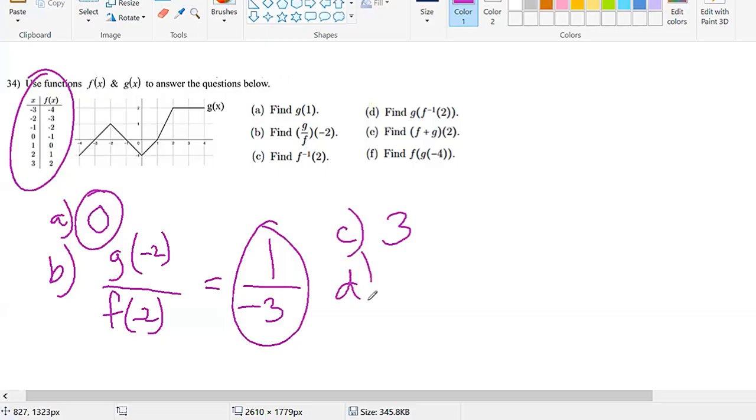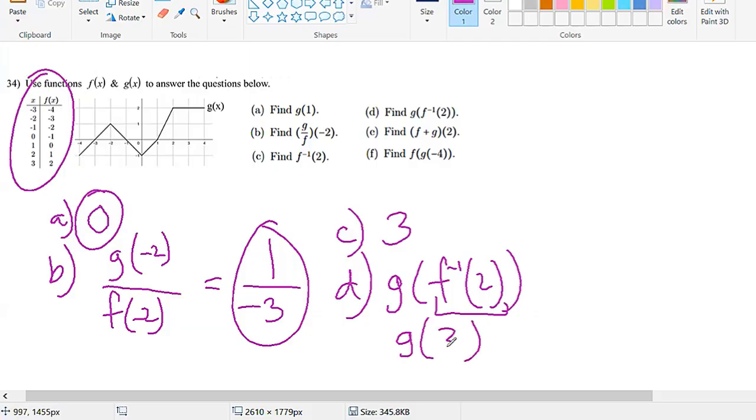What about part D? So here we have g of f inverse of 2. Well, we just found that f inverse of 2 is just 3. So inside, that can just become 3. And all that's left is to go g of 3. So go to picture g, plug in 3 right there, go to the graph, and what's the y-coordinate? 2, which is why this answer would just be 2 for part D.